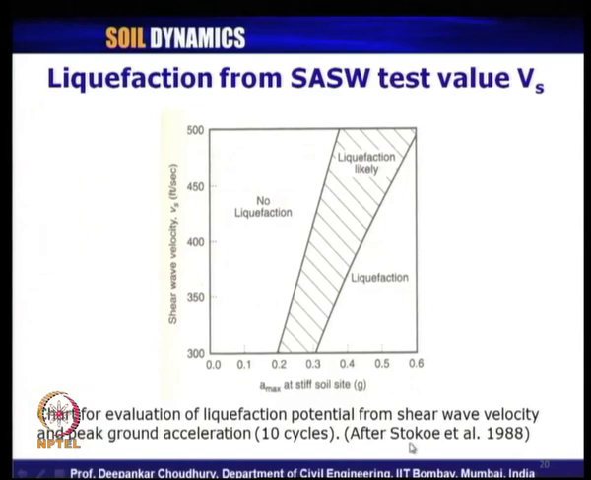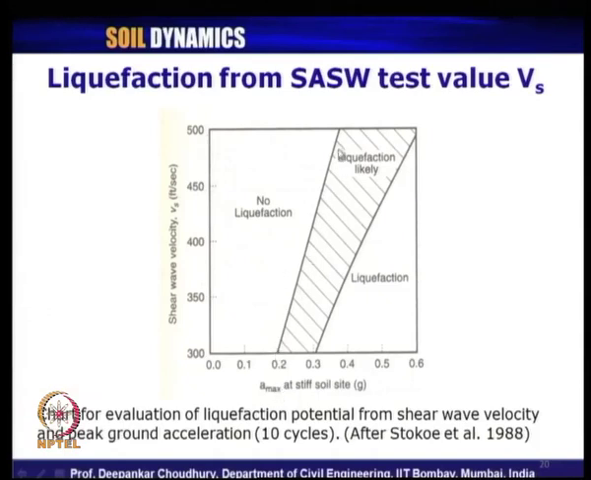This chart was proposed by Seed et al. in 1988. It shows a chart for evaluation of liquefaction potential from shear wave velocity and peak ground acceleration with more than 10 cycles in number. So, shear wave velocity is in feet per second unit on the y axis and the x axis is Amax value in g unit, that is 0.1 g, 0.2 g, the peak acceleration of the earthquake.